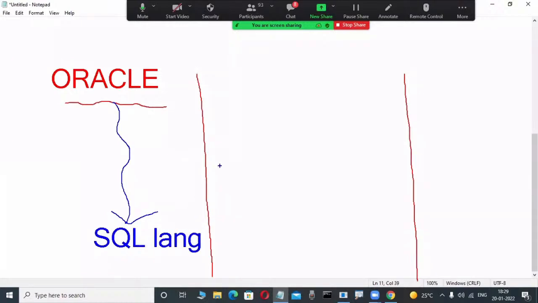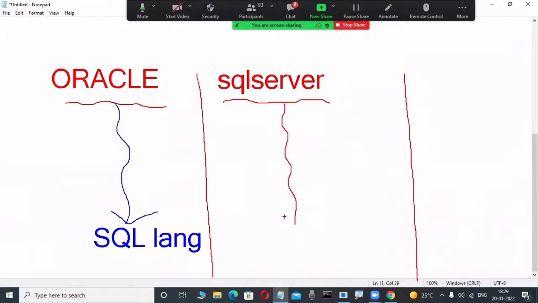Suppose in my company another project also exists, which is also a relational database product, from Microsoft. That is SQL Server. Some employees are working on the SQL Server product, which is also a database product, same as Oracle. To operate that SQL Server, they use one language only. What is that language? SQL is the language.